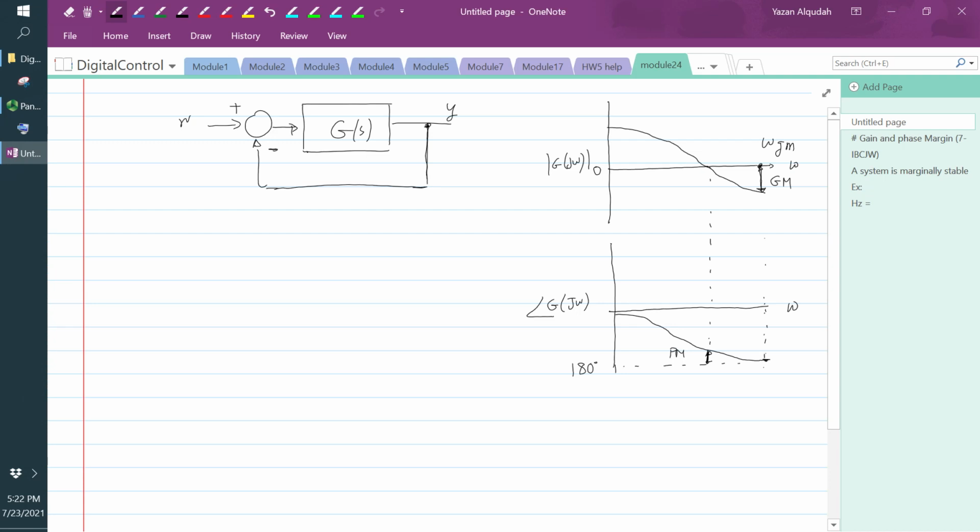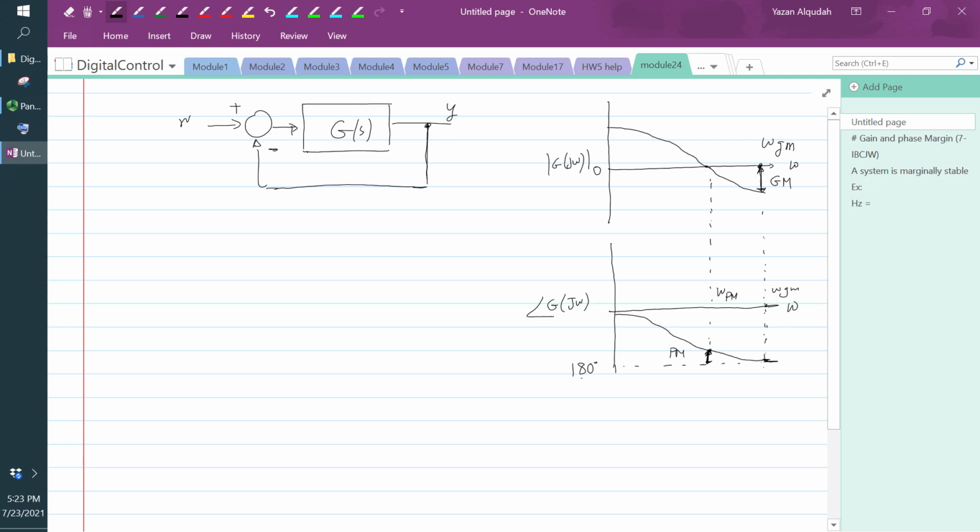Now what I'm going to do is I'm going to come to where this phase becomes 180 degrees. So at this frequency here, omega gm, I'm going to extend it all the way here. This is omega gm. I'm going to call this the gain margin. And I'm going to come where this magnitude becomes 0. I'm going to extend it, and I'm going to call this omega phase margin. And this magnitude here between 180 and where the curve is, I'm going to call it the phase margin.